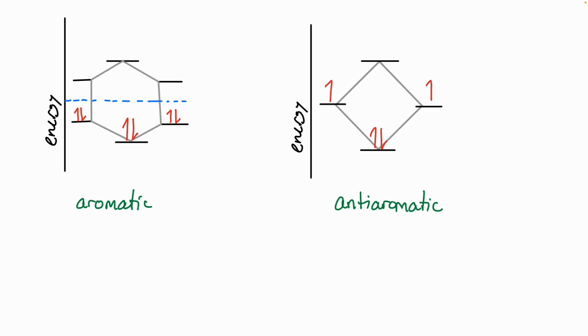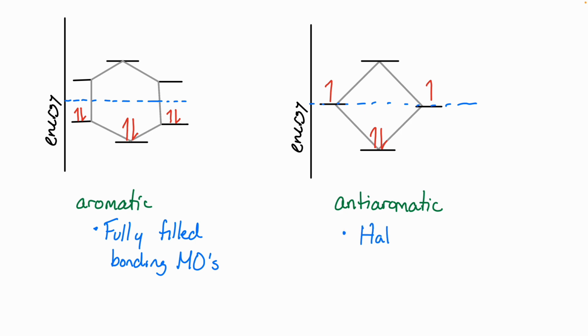All right, so our aromatic compounds will always have fully filled bonding MOs. They're anti-aromatic. In this case, these ones are right on that line between bonding and anti-bonding. But really the important key here is that anti-aromatic compounds will always have these half-filled molecular orbitals.